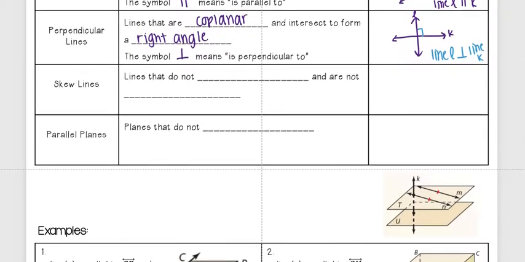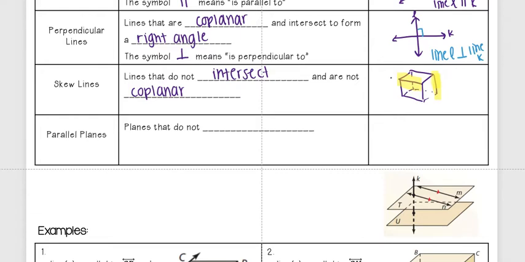Okay, now skew lines is probably something you haven't heard of before. Those are lines that do not intersect. However, they're also not coplanar, so they are not on the same plane. So let's say I had a box. Lines that would be skew would be, say, that line right there and that line right there.